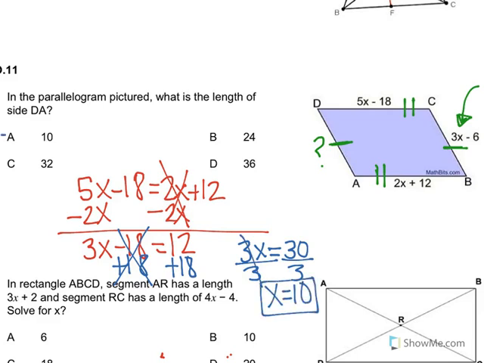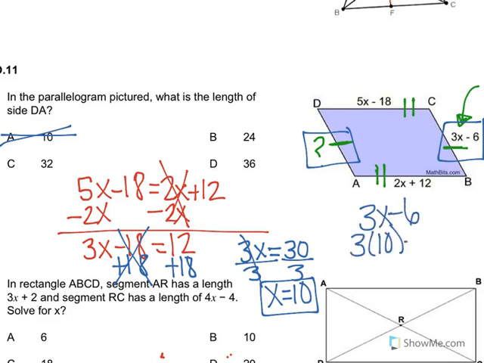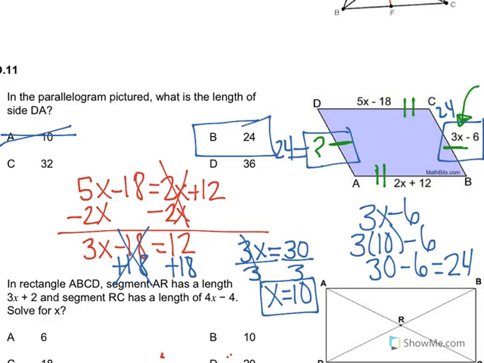Now, that is an answer on here, but that is not your answer because you need to plug this in to this side, because if you know this side, you will know this side. So we have 3x minus 6, but we know that x is 10, so 3 times 10 minus 6. 30 minus 6 is 24. So since CB is 24, that would mean that DA is 24, and B is your answer.